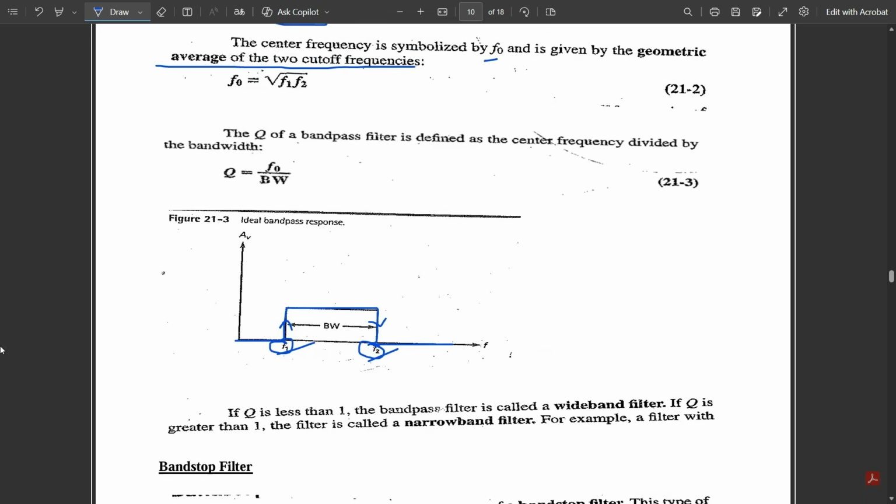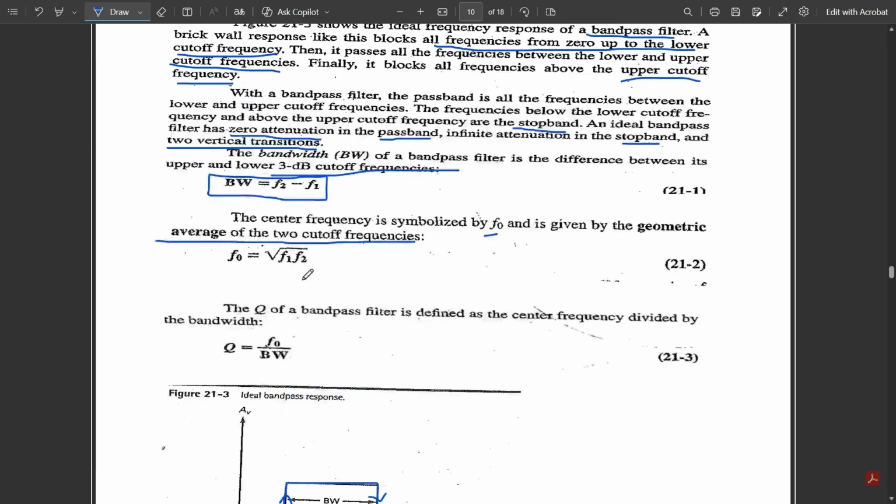With respect to bandpass filters, we are having one frequency which is very important, that is called the central cutoff frequency. It is basically the geometric mean between the two cutoff frequencies, defined as f0 is equal to square root of f1 f2. So the Q of a bandpass filter, or the quality factor, is defined as the central frequency divided by the bandwidth. This is the formula you need to remember under bandpass filters, that is Q.